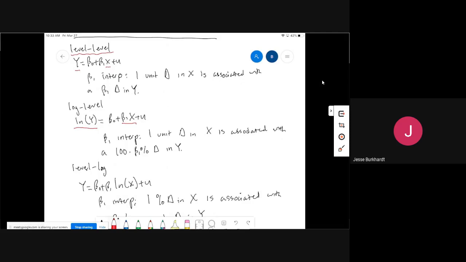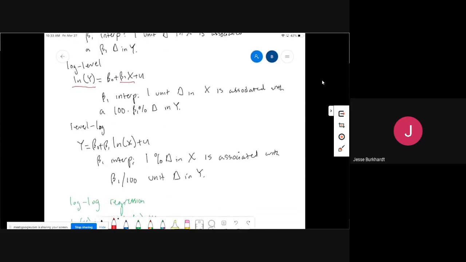So we're still dealing with a 1 unit change in x because x has not changed. But now, because y has changed, we're talking about percent changes in y. So the log changes it to be interpreted as percent change in whatever variable we're dealing with. So in this case, we're logging y. So this is a percent change in y.